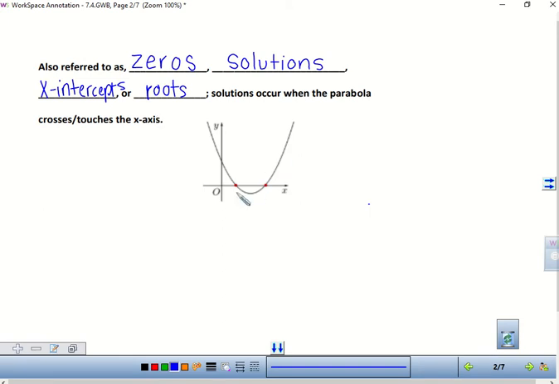And these all occur when we cross the x-axis, hence the name x-intercept, okay? So those all occur when we cross the x-axis. So as you can see right here, we have two solutions, zeros, roots, x-intercepts. So they all mean the same thing. They're just different reference points for these things. So does anybody have any questions about that?